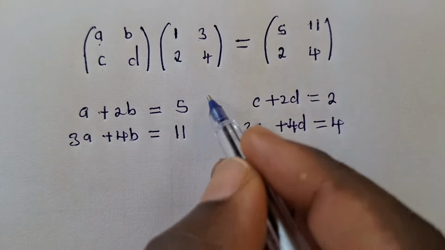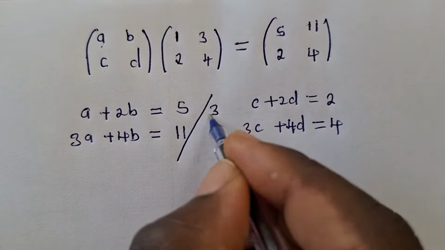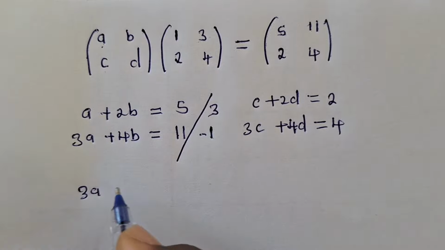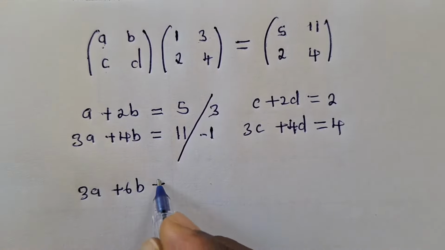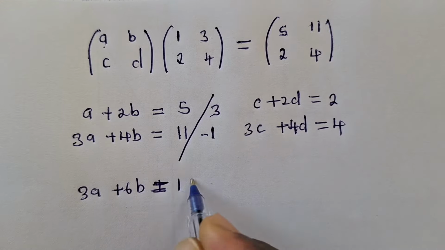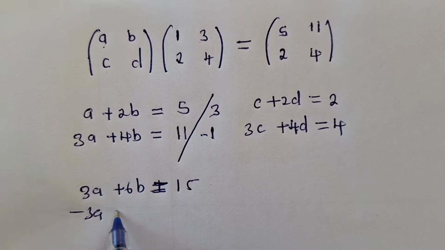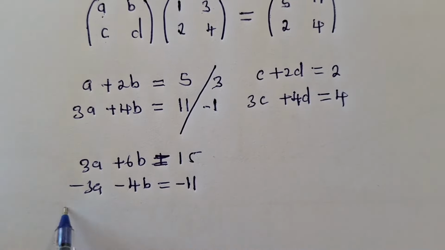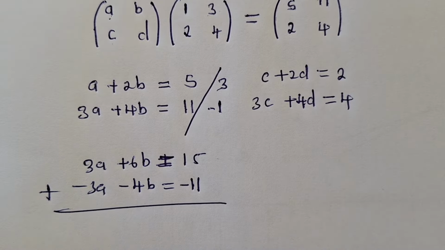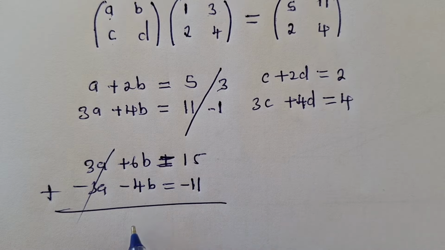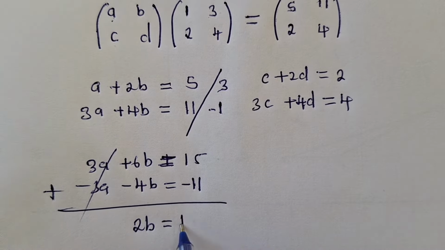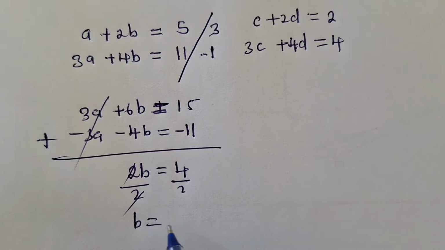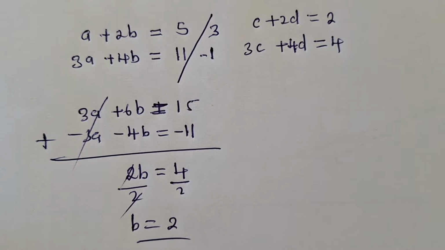So here, I can do this, solving this one. I'll put a 3 and then a -1. So this will be 3A plus 6B equal to 15. -3A minus 4B is equal to -11. So solving this, I know you know how to solve simultaneous equations. So this and this will go. Here it will be 2B is equal to 4. Divide by 2, this and this will go. The B will be equal to 2. So the value of B is equal to 2.